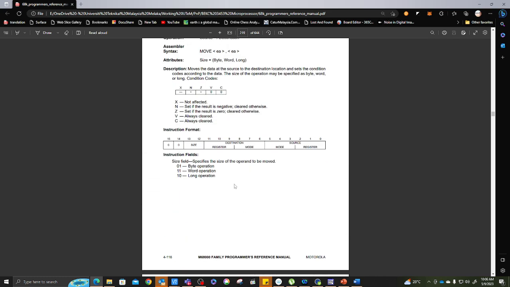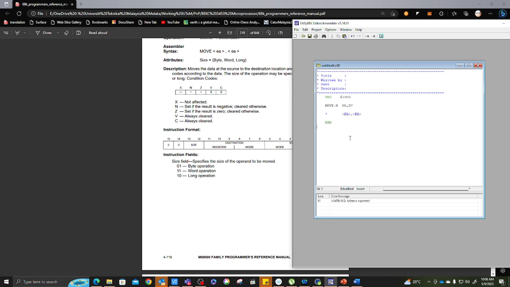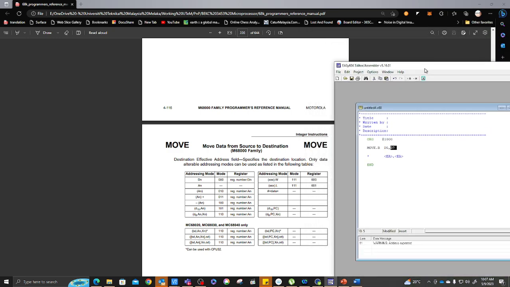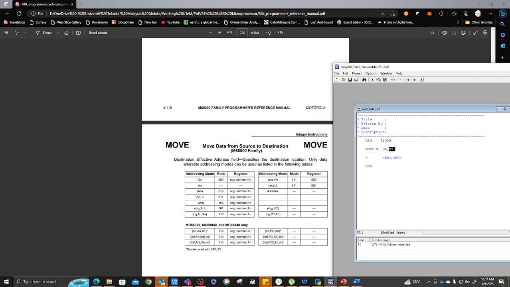Let's try to put the information in here. In your Easy68K, for example, this is your destination. We have D7 as the destination, so this is the pattern for D7. You are looking at the pattern for the addressing mode that you are using. In this case, this is Dn. So let's put it here.